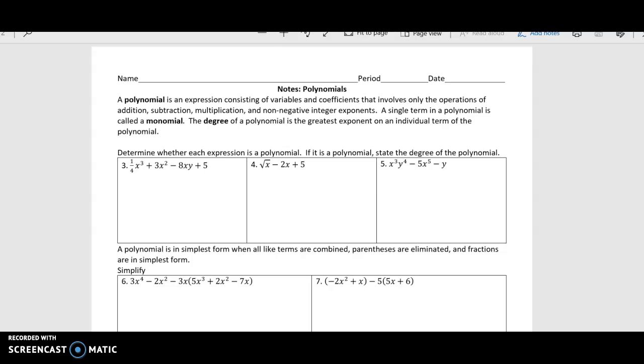We're going to be talking about polynomial functions today and polynomials in general. A polynomial is an expression consisting of variables and coefficients that involves only the operations of addition, subtraction, multiplication, and non-negative integer exponents. A single term in a polynomial is called a monomial. The degree of a polynomial is the greatest exponent on an individual term of the polynomial.